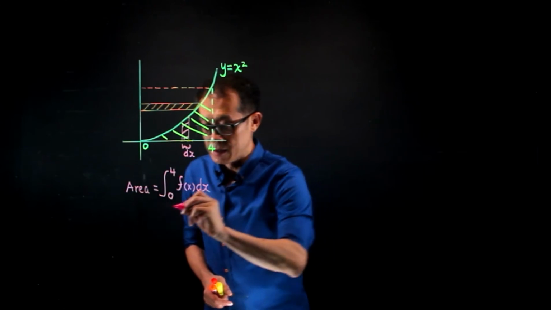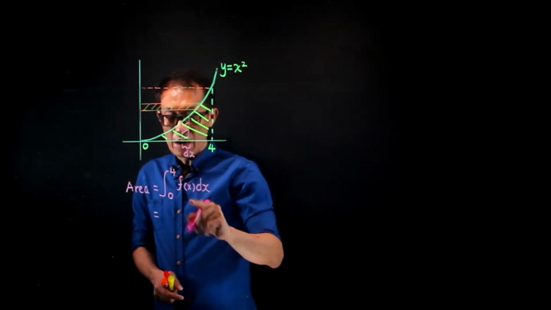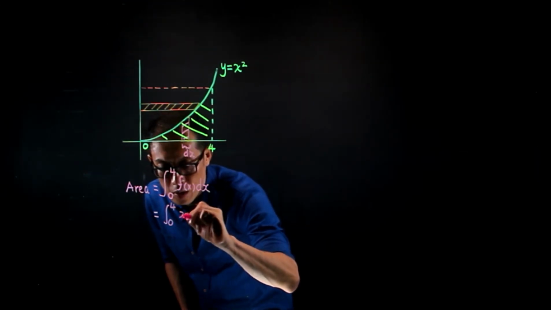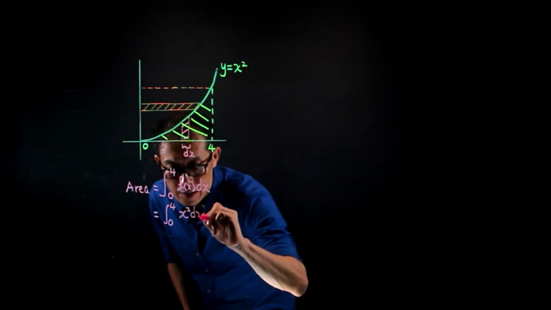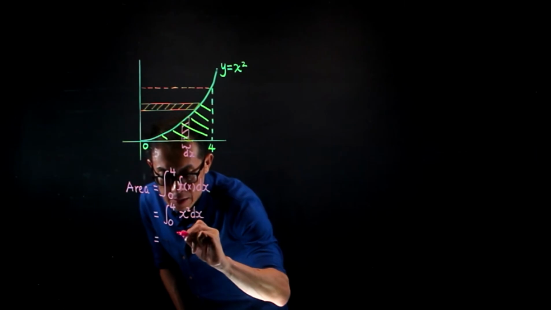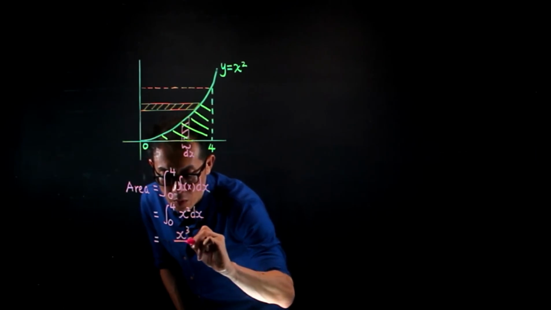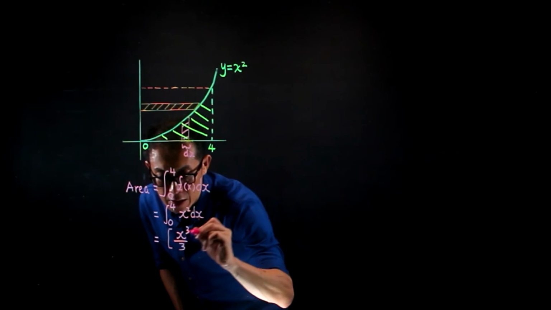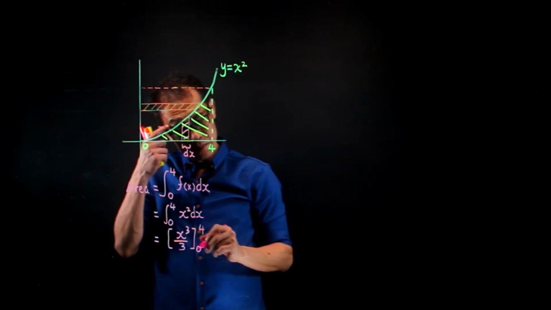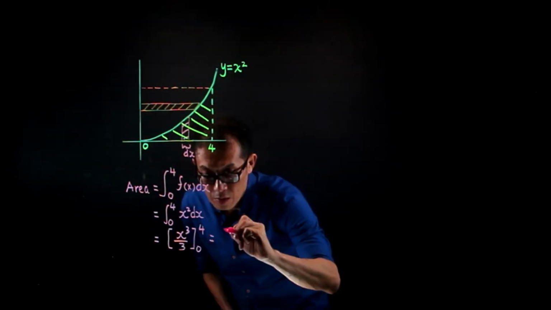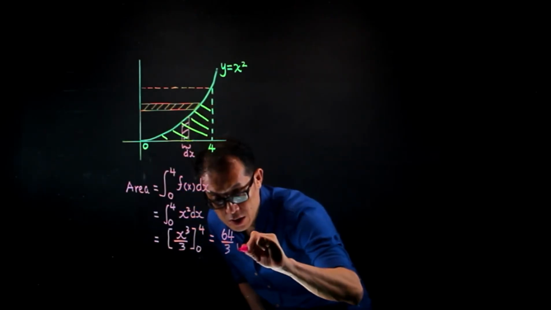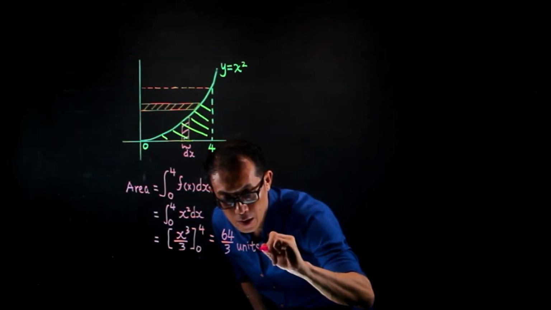Now what is f of x? f of x is x squared. So the integral from 0 to 4 of x squared dx. And then you will get x cubed over 3, and you put the limits from 0 to 4. Let's work that out: 64 over 3 units squared.